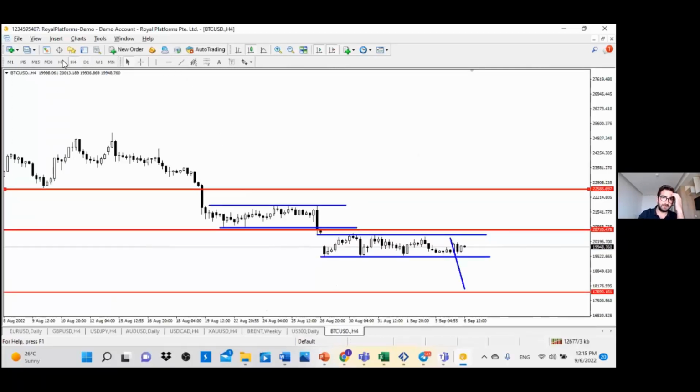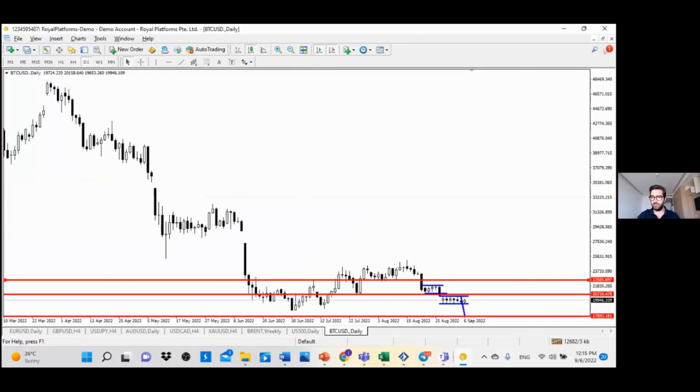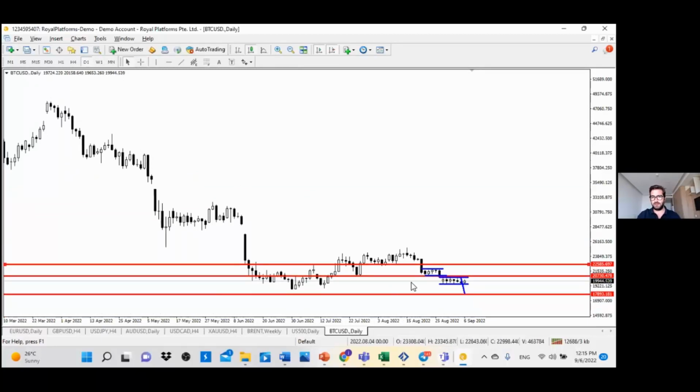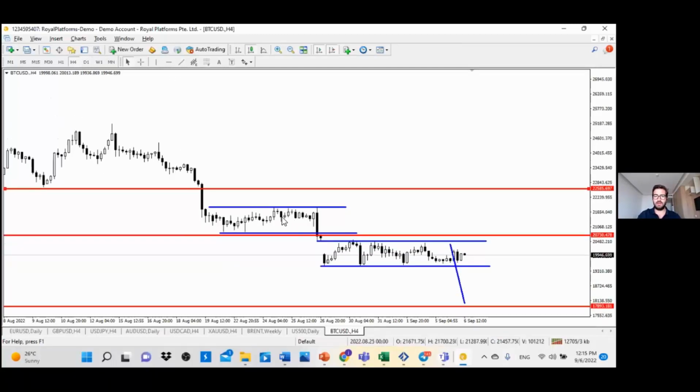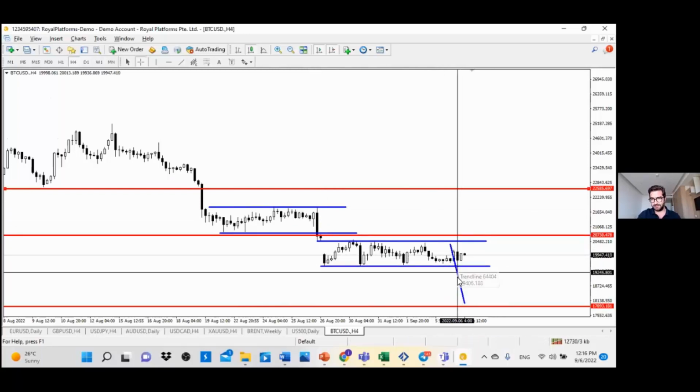BTC USD also still looks weak. The market is bearish, lower highs, lower lows, lower high and lower lows. On the lower time frame, we can see identical channels or parallel channel ranges, if you would like to call it. So you can see here we have a range. Now we have a new range. So most probably the market will break it to the downside.